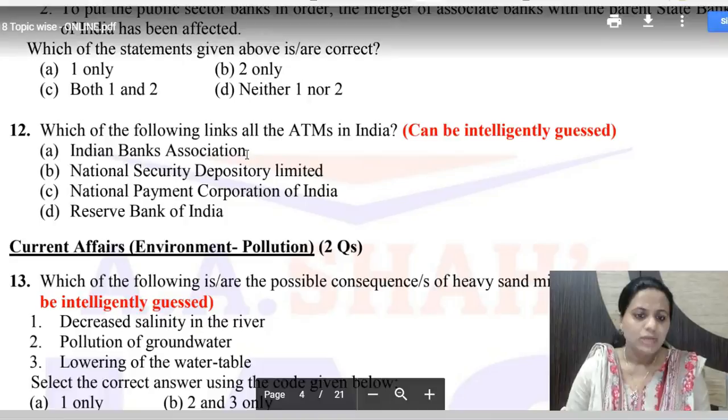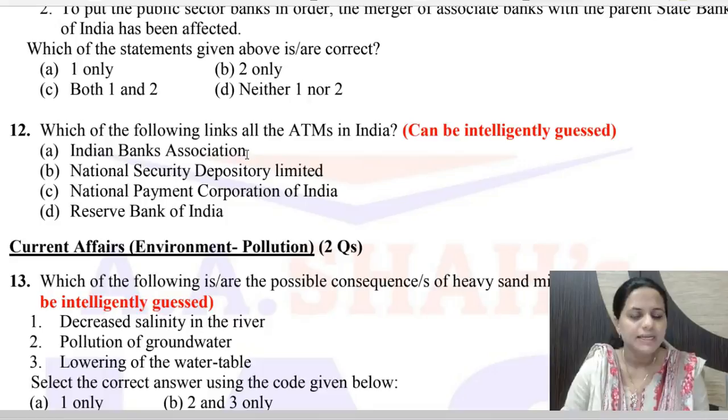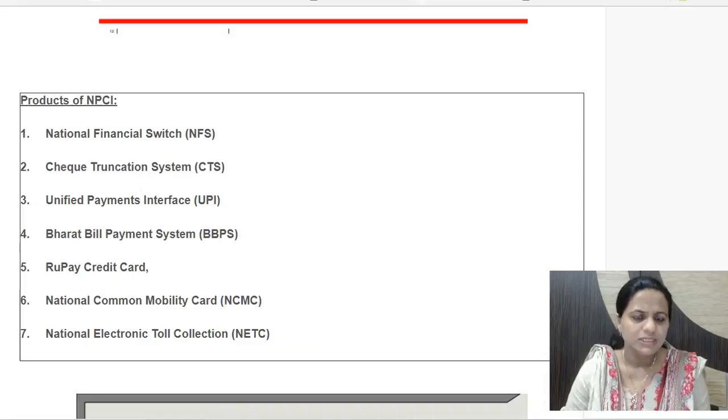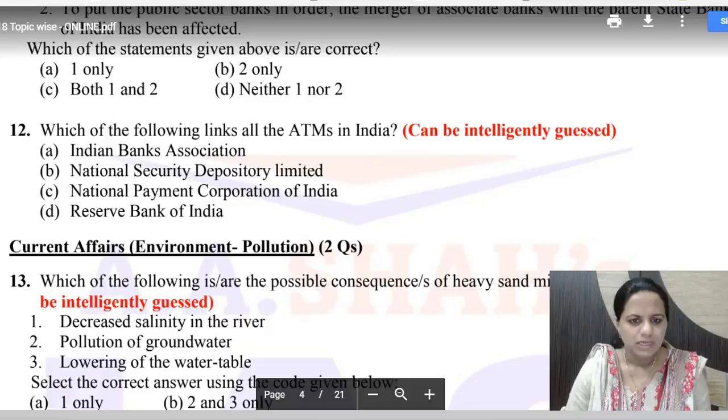So National Payments Corporation of India has quite often been in the news. We have been discussing this post-demonetization and during the Digital India campaign, the digital push. So National Payments Corporation of India has various services provided as such. So you should know about it. We have been discussing this in the news. You can see it was covered on 31st October 2017. The details are provided here regarding NPCI. So the various products of NPCI include all these: the RuPay card, UPI, etc. So National Financial Switch is the one which provides the link for all ATMs. So the correct option here is C. So that is the correct answer.